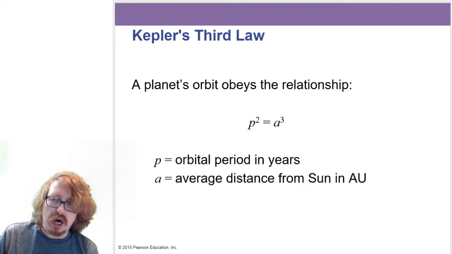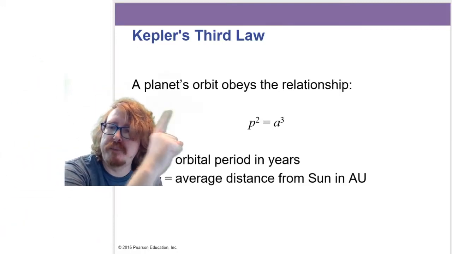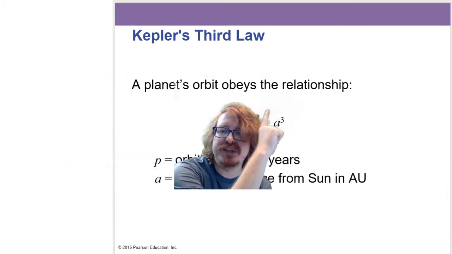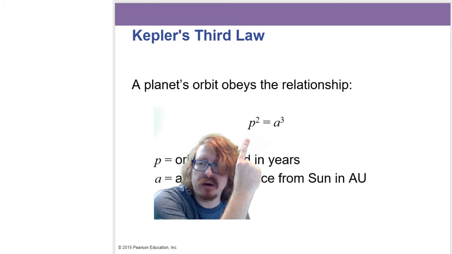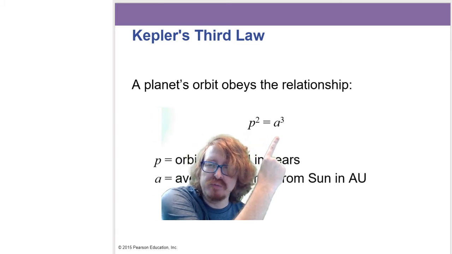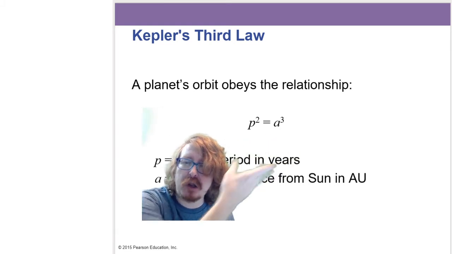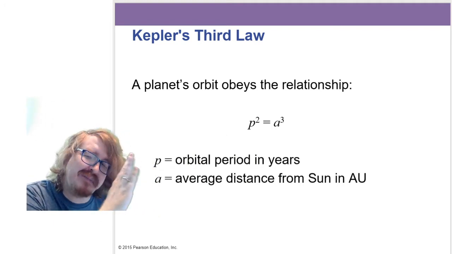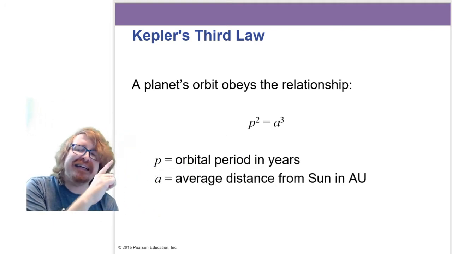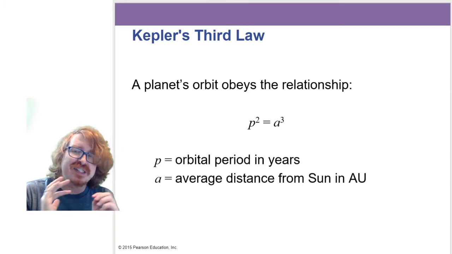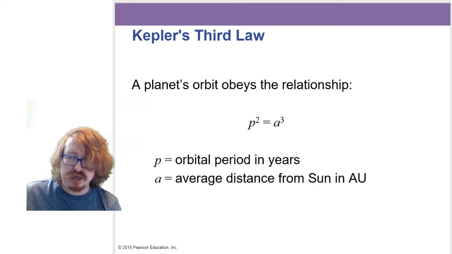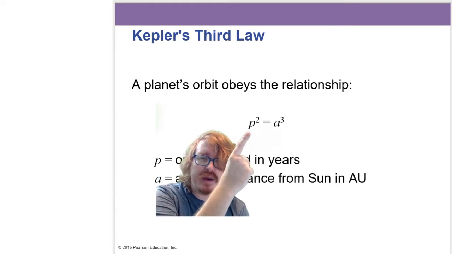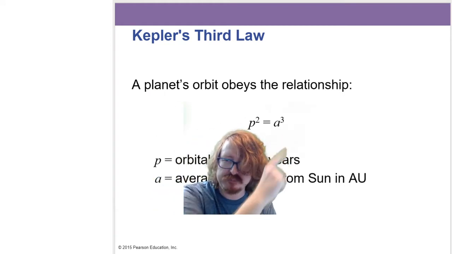Kepler's final law. A planet's orbit obeys this relation. So this right here, p squared equals a cubed, is Kepler's third law. And again, don't worry if this doesn't make sense yet. This is actually, just like law number 2, saying something very simple, okay? So Kepler's third law is just p squared equals a cubed.